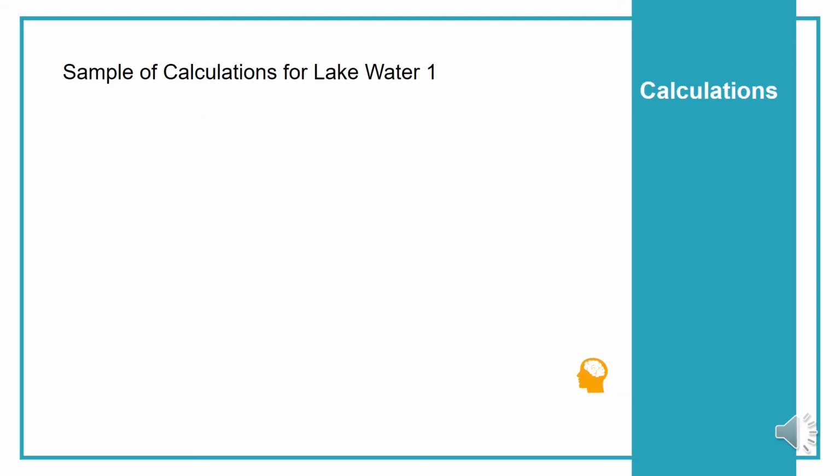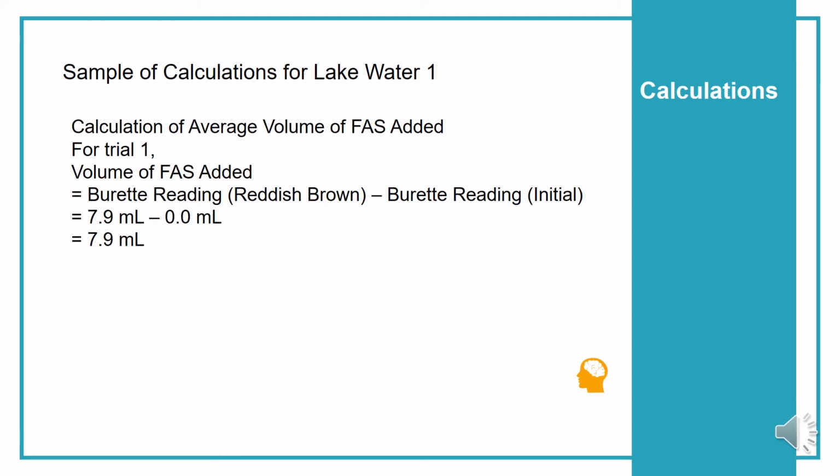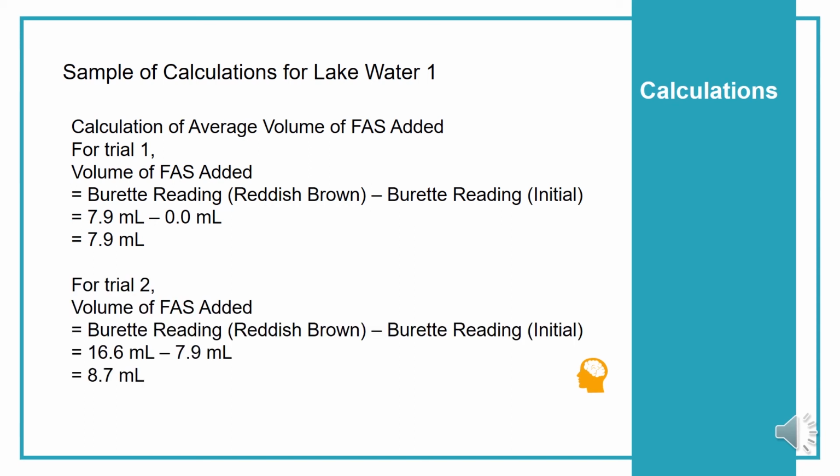Next is the sample calculation for lead water 1. First, we calculate the average volume of ferrous ammonium sulfate, which is FAS, added for trial 1. To get the volume of FAS added, the formula is burette reading for reddish brown minus burette reading for initial. So 7.9 ml minus 0 ml, we get 7.9 ml. Same for trial 2. We use the formula to get the volume of FAS added, which is equal to 8.7 ml.